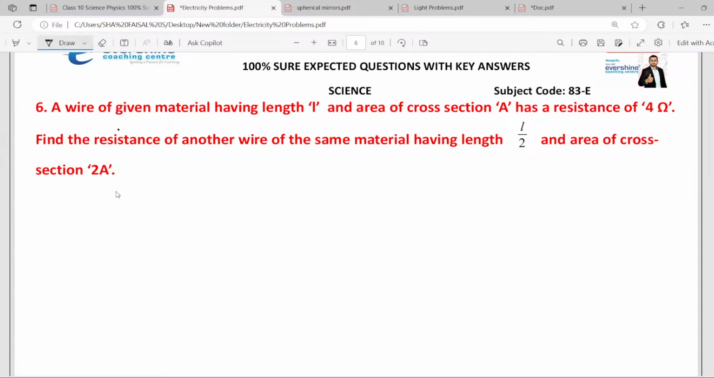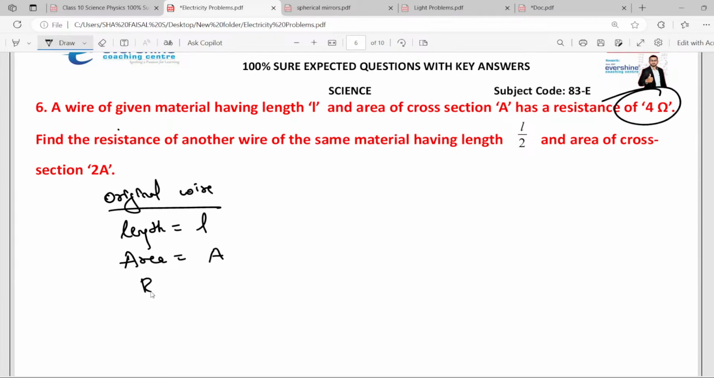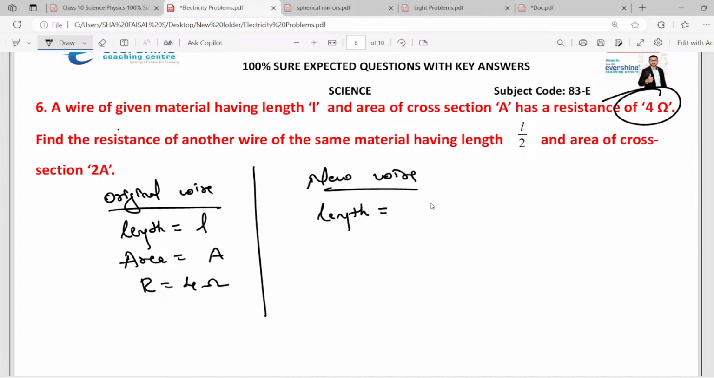Observe here. First let me take the original wire. Original wire length is L. Area of cross section is A, and they have given the resistance of this wire also. What is the resistance of this? It is 4 ohm. Original wire. Now come back to the new wire. What is the length? L by 2. What is the area? 2A. Now they are asking the resistance of this.